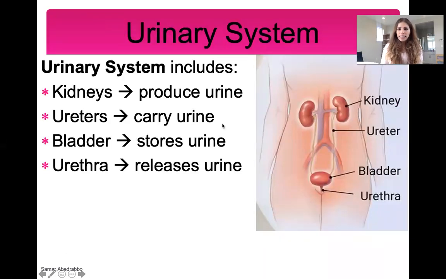So the urinary system includes the kidneys, ureters, the bladder, and urethra. The kidneys' function is to produce urine. Then the ureters carry the urine. So here are your two ureters. The bladder is where the urine is stored, and the urethra releases urine. All of these things could get infected, but I want to talk a little bit about urine itself. So again, it's produced in the kidneys, carried by the ureters, stored in the bladder until it's released by the urethra.